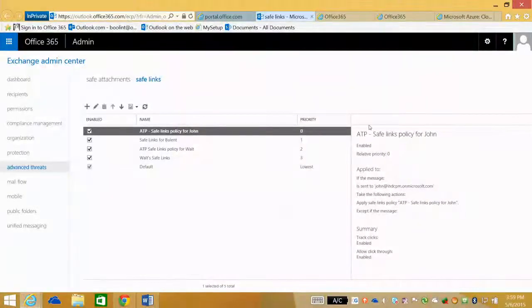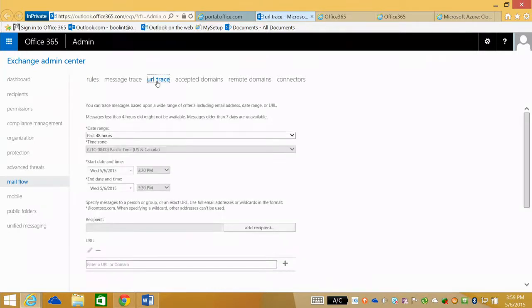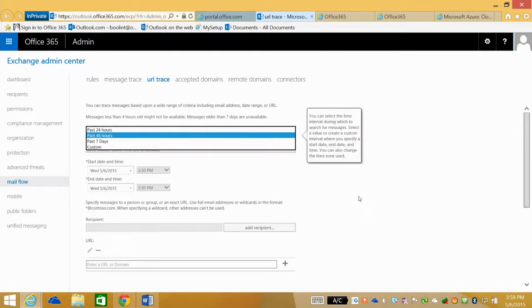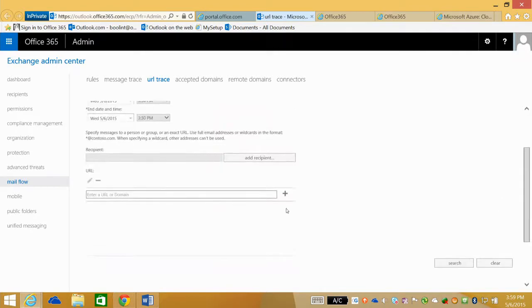So while I'm showing Safe Links, let me go to the URL trace and see if we have the trace data for John already. So URL trace works very similar to message trace. We have the real-time data up to 7 days, and there is also a custom setting available. You can go all the way back to 90 days and then see the URL clicking in your organization. So I'm just going to go ahead and pick the default one here.